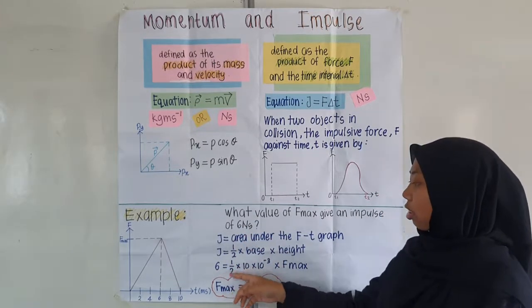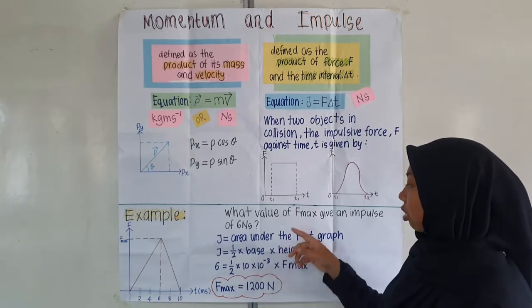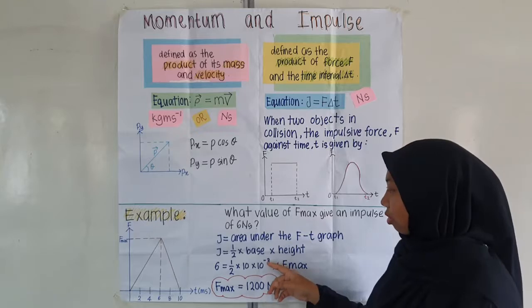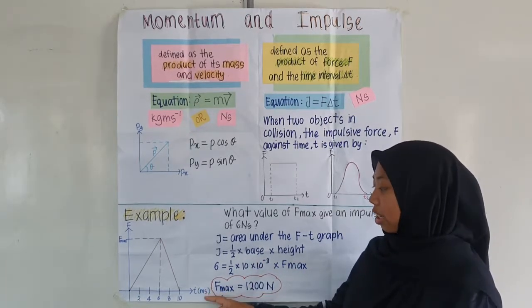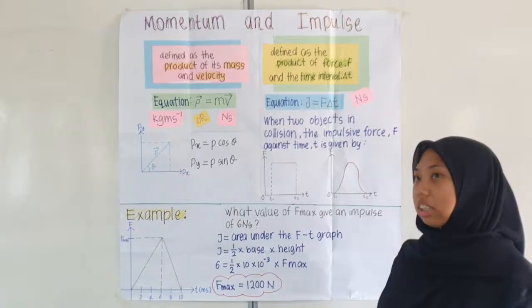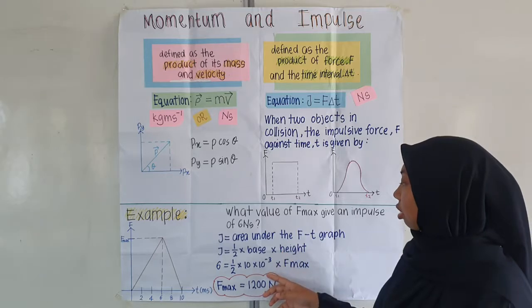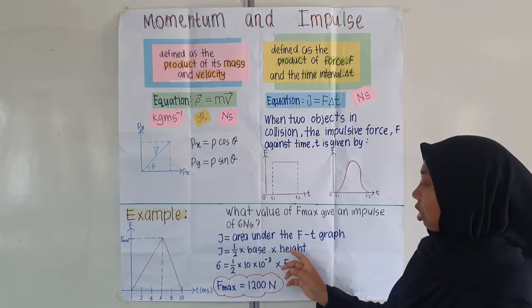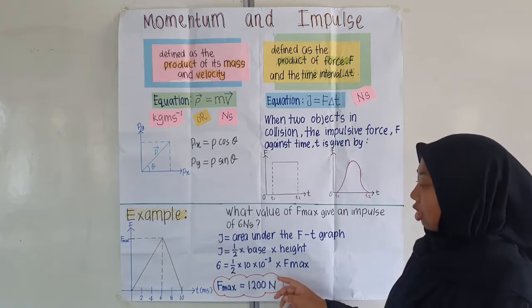So, 6 equal 1/2 times 10 exponent -3, because the time is given in milliseconds. So, we need to change it to seconds. So, times F max. So, F max is equal to 1200 Newton.